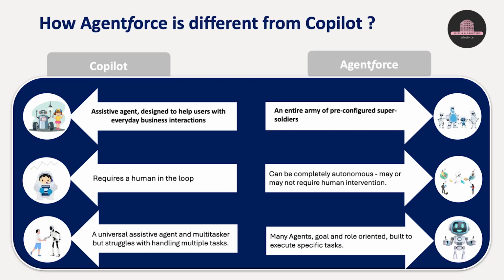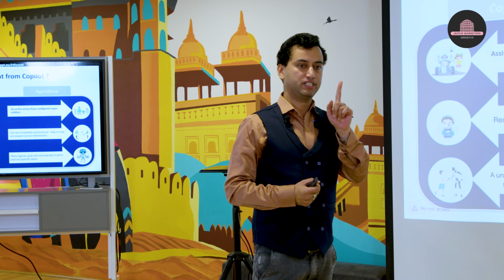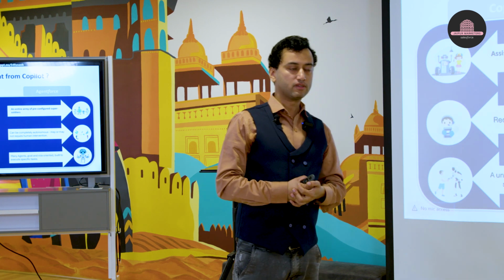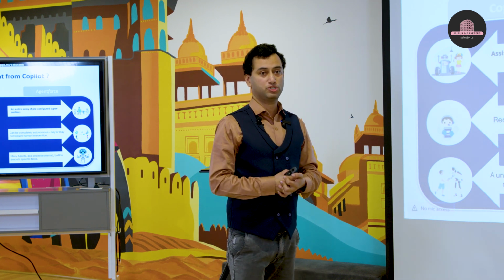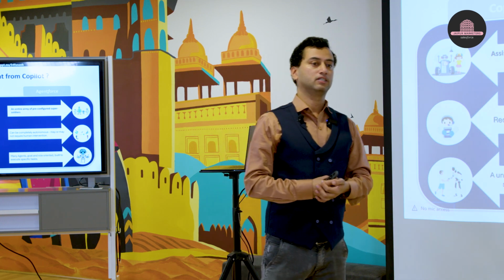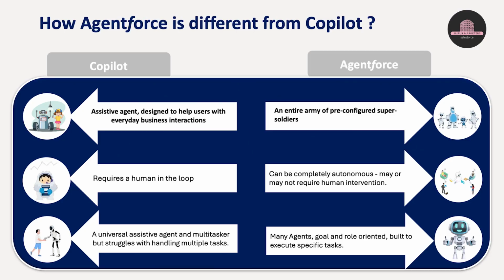So now let's see how Agentforce is different from Copilot. If we are saying that Agentforce is an autonomous army of super agents, Copilot can be considered as the first agent or first soldier. Copilot is an autonomous soldier which can perform a lot of tasks, but it has some limitations. While Agentforce is an entire army, Copilot is designed to help users on their everyday business interactions, but it requires a human touch somewhere in the loop.